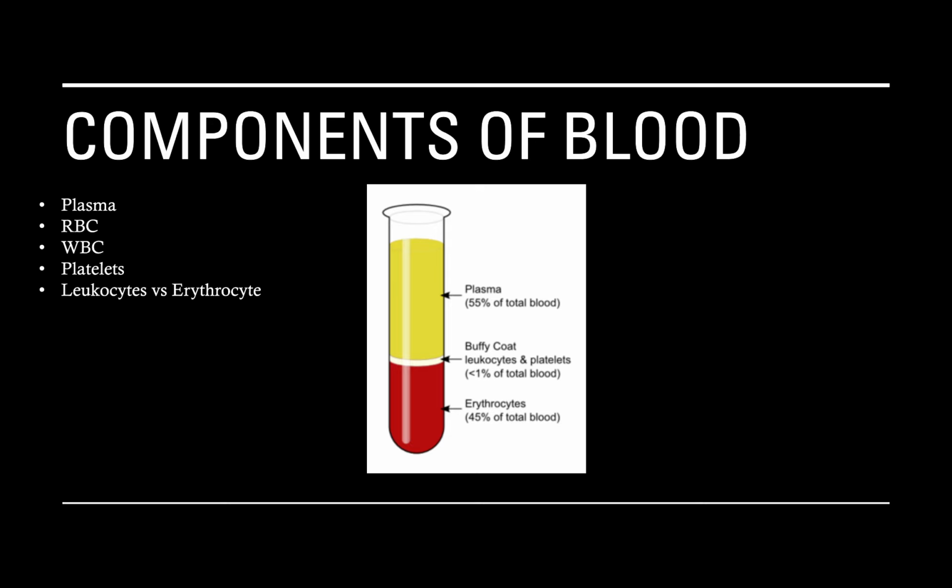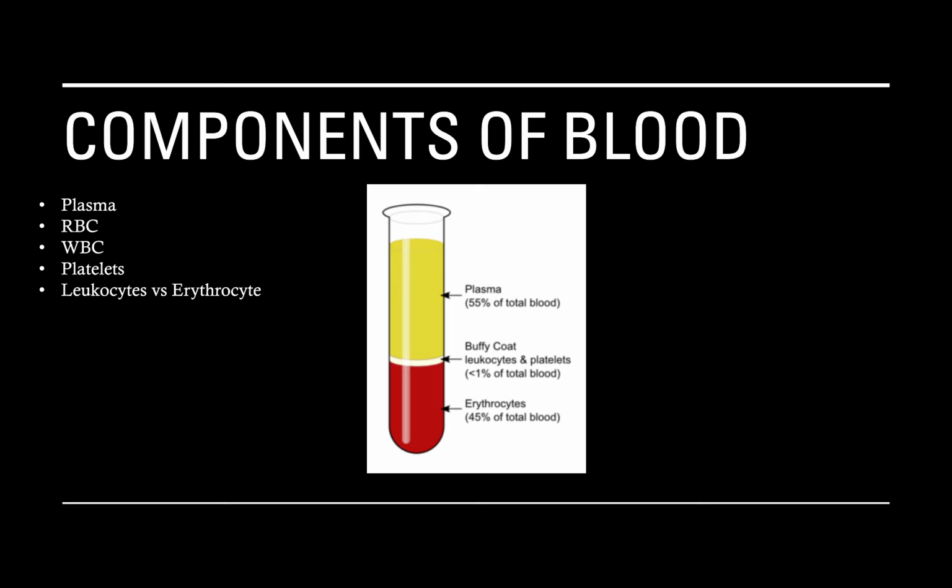There are four main components of blood: plasma, red blood cells, white blood cells, and platelets. If you were to put them in a centrifuge, spin them real fast, and separate out each component, you would see that plasma, which is the watery substance of blood, is approximately 55% of total blood. Erythrocytes, or red blood cells, are approximately 45% of total blood. And then the leukocytes, or white blood cells, make up less than 1% of total blood.